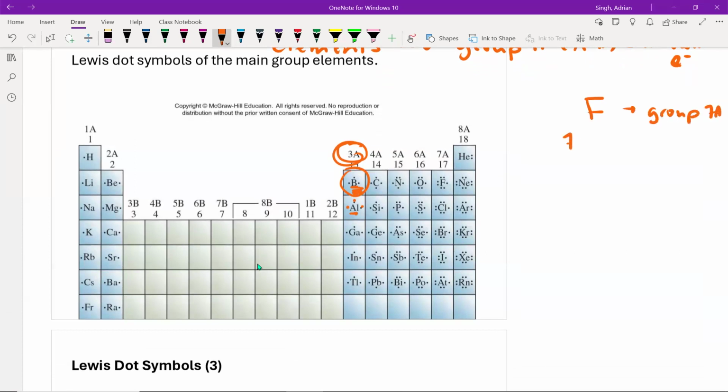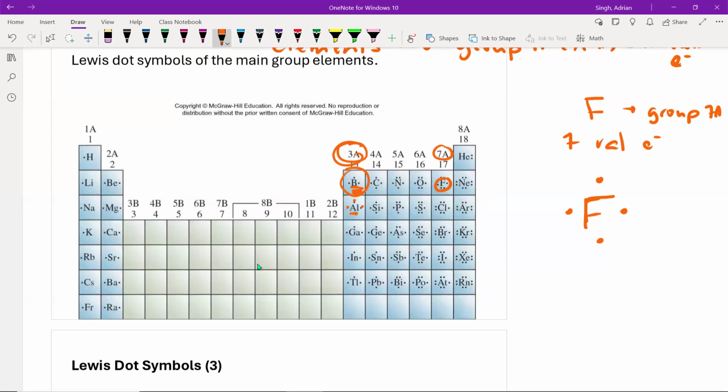Okay, so that means it's got 7 valence electrons. There's F. It's in 7A. So when I write the Lewis dot symbol for fluorine, F, I have 1, 2, 3, 4. Okay, so I put 4 of the electrons in by themselves. When I have more than 4, I start pairing up. And you can start pairing up wherever you want.